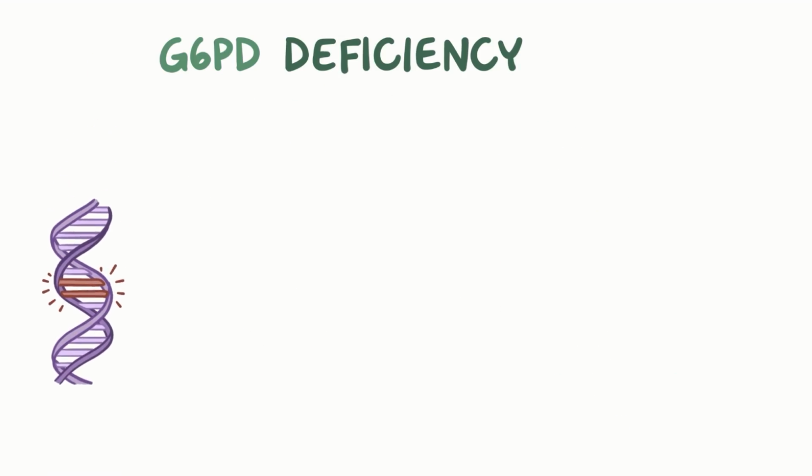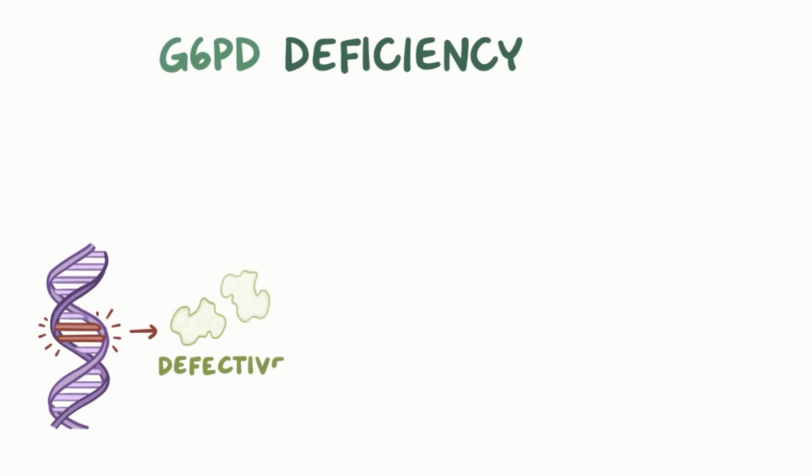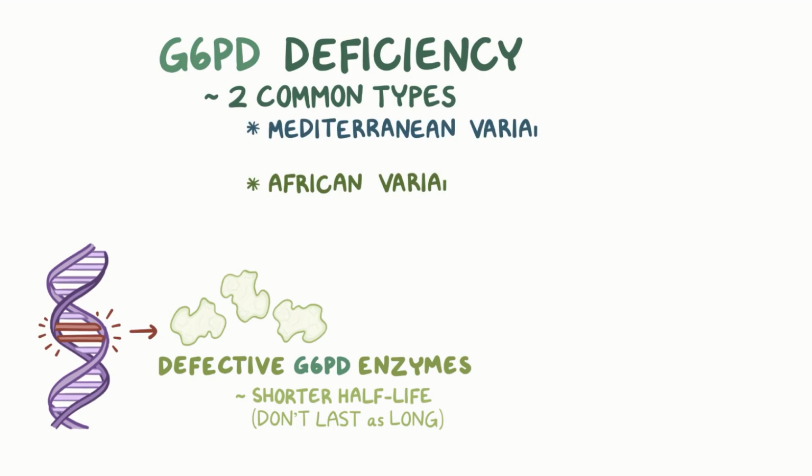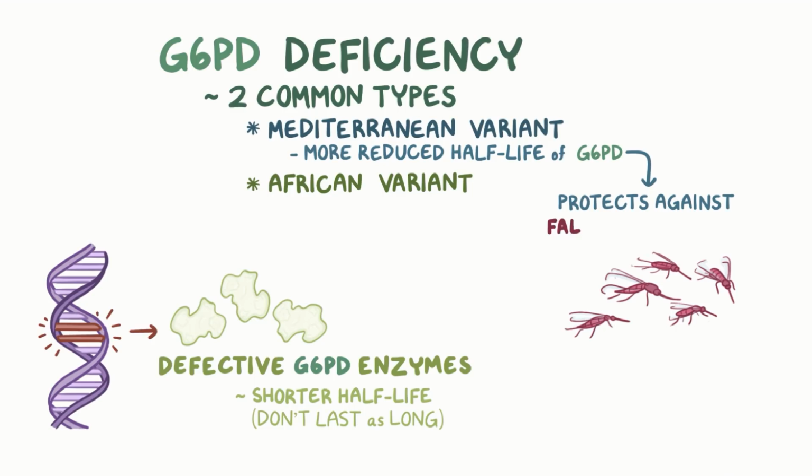The G6PD mutations can cause defective G6PD enzymes to be produced, and these have a shorter half-life, meaning they don't last as long as the normal enzymes. There are two common types of G6PD deficiency, a Mediterranean and an African variant. The Mediterranean variant is characterized by a more markedly reduced half-life of G6PD. Now, sometimes this can actually be an advantage since it provides protection against falciparum malaria.